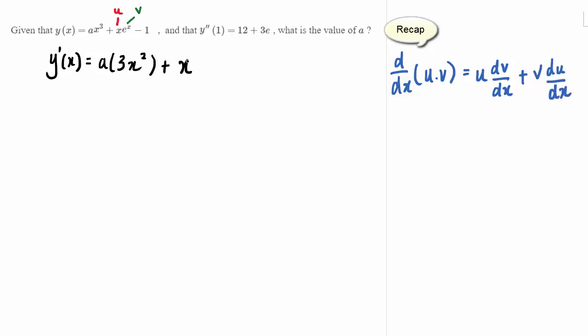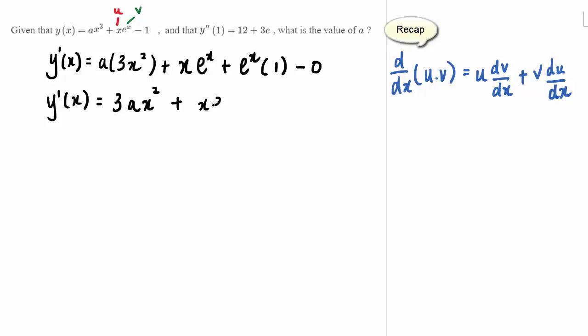So put down the first function, which is x, differentiate the second function with respect to x, which will give us e^x, plus put down the second function, e^x, multiplied by the differentiation of the first function with respect to x, which will give us 1. When we differentiate negative 1, we will get 0. Let us simplify this a bit. So here you get 3a x squared plus x e to the power of x plus e to the power of x. Next, we can find the second derivative of y.